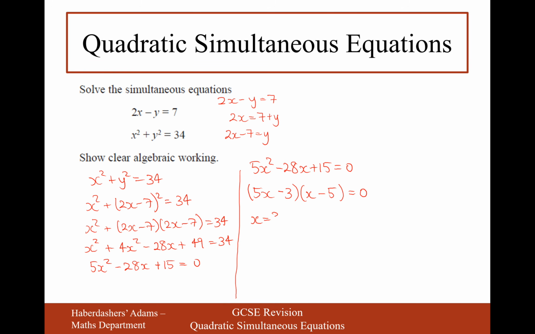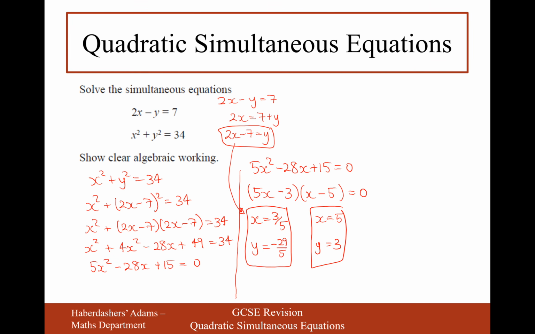So it's going to be x equals 3 over 5, or x equals 5, and then we'll use this little small equation to work out what y is equal to. So it's going to be y equals 6 over 5 minus 7. Let's do that on the calculator. 6 over 5 minus 7. That's going to give us minus 29 over 5. And then for this one here, y is going to equal 10 minus 7, that's 3. So these are our pairs of solutions here and here. Lovely, there we are, that's the answer to this question.